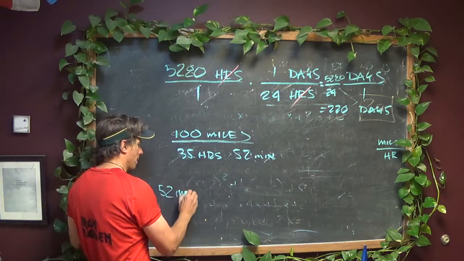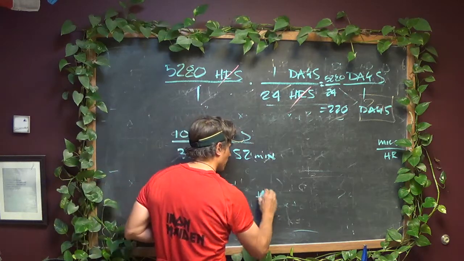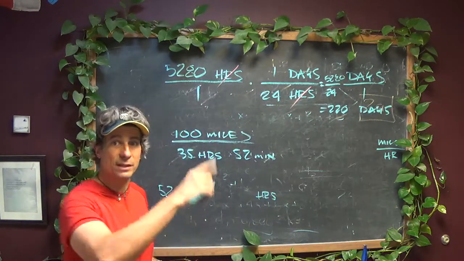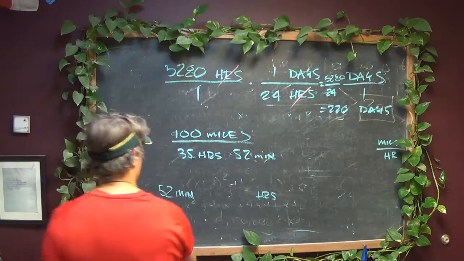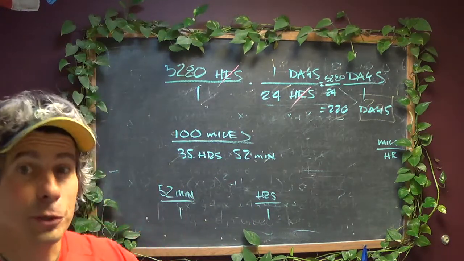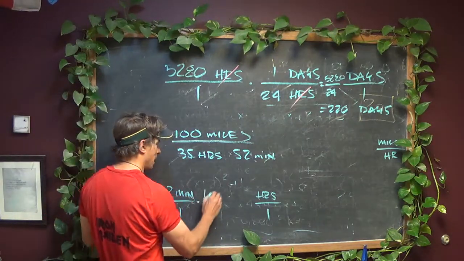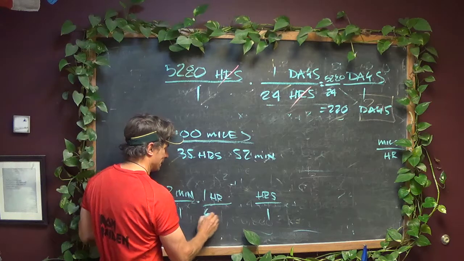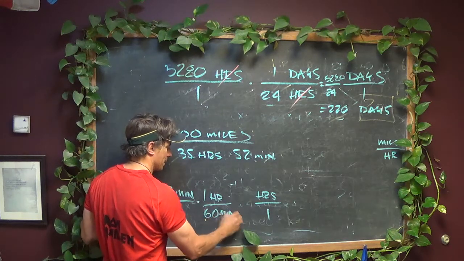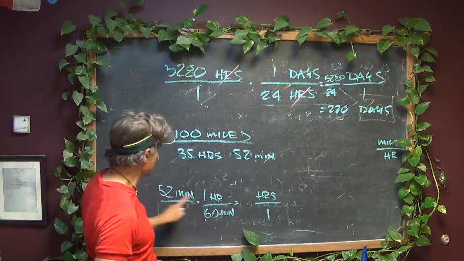What we got to do is work on this 52 minutes. So I'm going to extract that and bring it down here a little bit. 52 minutes. We want to turn that into hours. 52 minutes turned into hours. Now remember, they're both over 1. So all we've got to do is figure out the conversion between minutes and hours. And we already talked about that. It's 1 hour is 60 minutes. Okay? So then we do the math. 52 times 1.